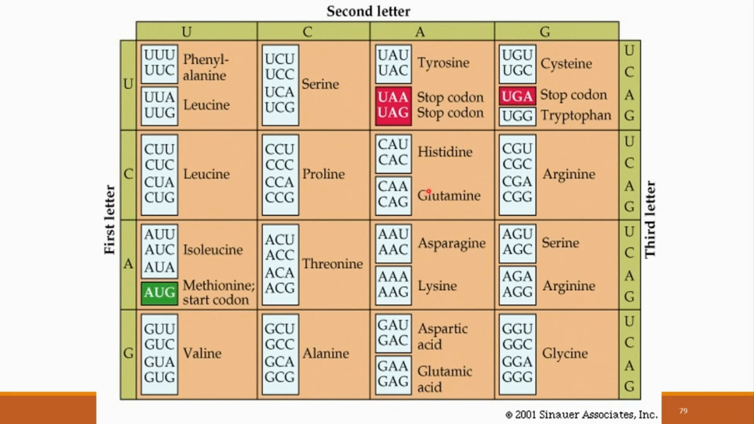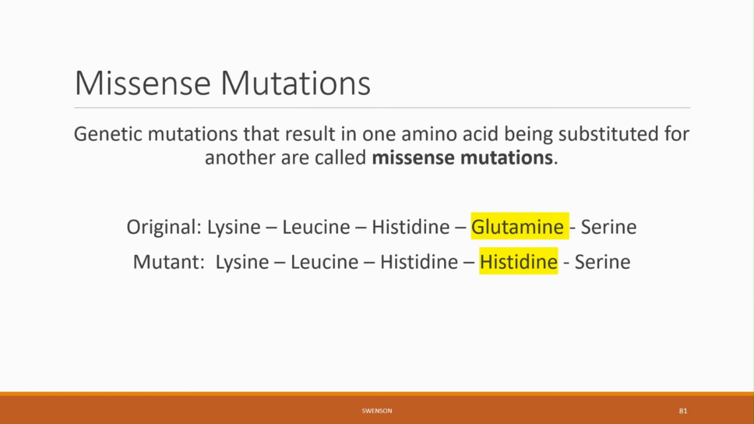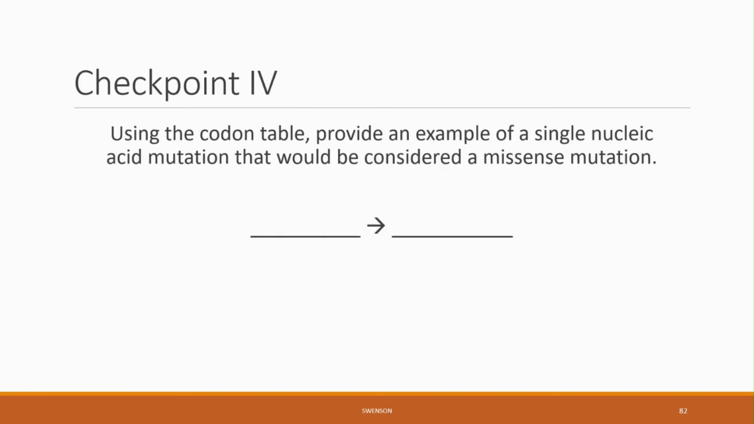But we did not get a silent mutation. We got something else called a missense mutation. And so our mutant would have one change in the amino acid structure. When a mutation in the nucleotide sequence leads to a change of one amino acid to another, this is called a missense, like so. Checkpoint 4. Using the codon table, provide an example of a single nucleic acid mutation that would be considered a missense mutation.